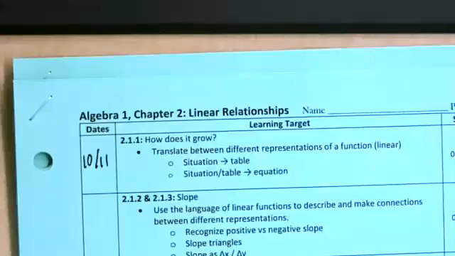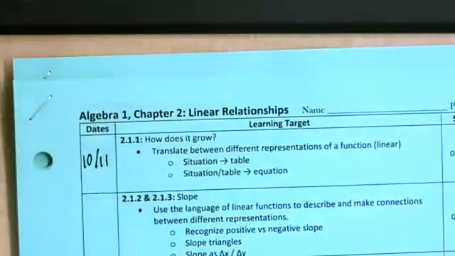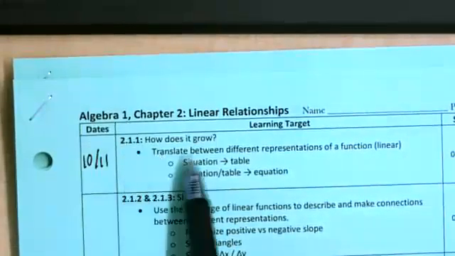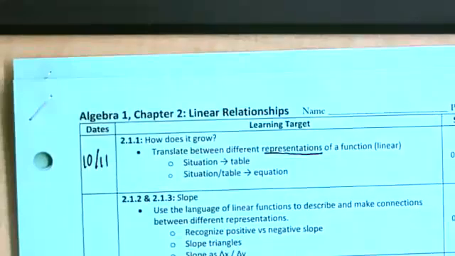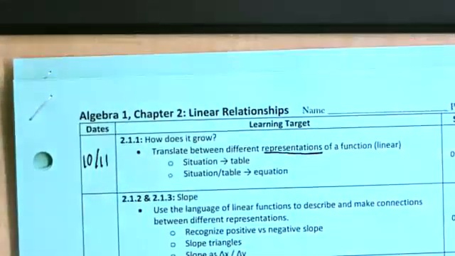Our goal for today, for 2.1.1, how does it grow, is to translate between different representations of a function. Representations of a linear function are going to be things like a graph or a table or a situation or an equation. So those are the four things: graph, table, equation, situation.